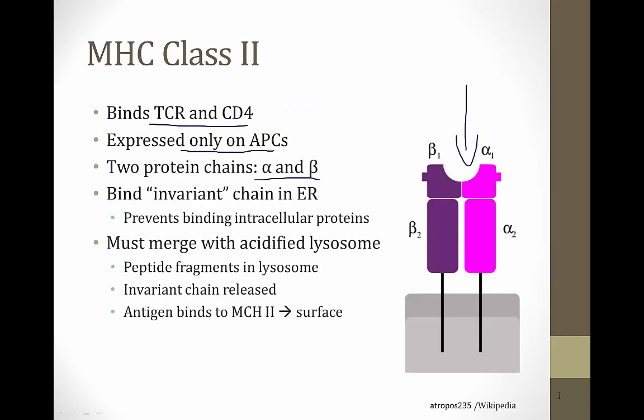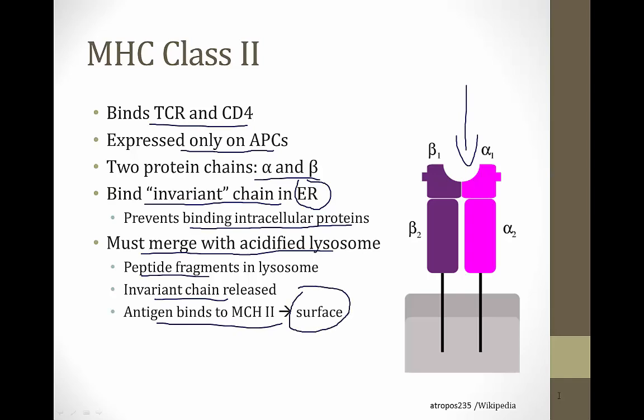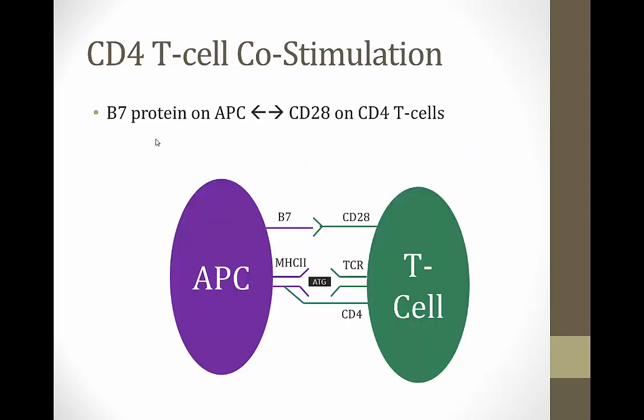So I've summarized these points here. It binds invariant chain in the endoplasmic reticulum inside the cytosol, and this prevents binding of intracellular proteins. It must then merge with an acidified lysosome where there are peptide fragments. The invariant chain will be released and antigens can bind to MHC class II and then find their way to the surface.